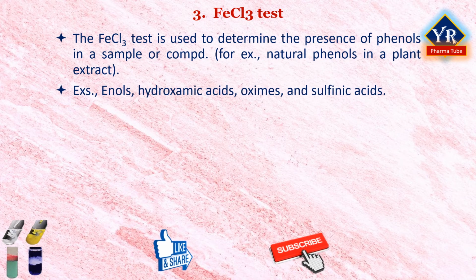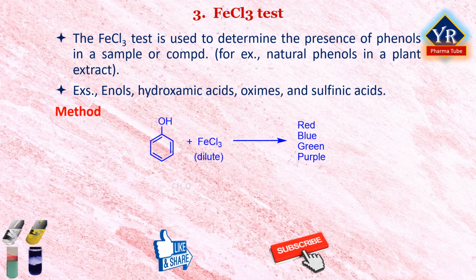Enols, hydroxamic acids, oximes and sulfinic acids give positive results as well. Method. The sample is dissolved in water or a mixture of water and ethanol and a few drops of dilute ferric chloride solution is added.